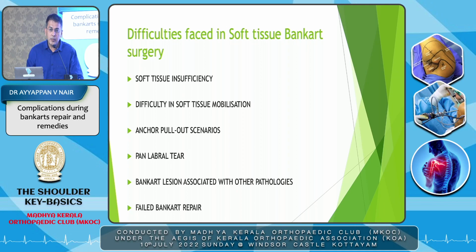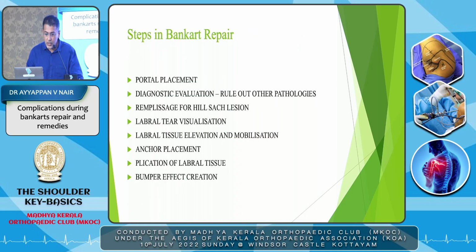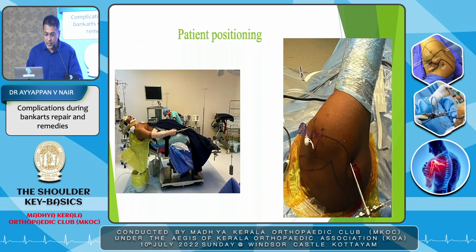In some cases we have pan-labral tears, not just the anterior labrum but also the posterior and inferior labrum, so 360 degree labral tears. There are also associated pathologies like SLAP tears and rotator cuff tears, and especially scenarios like failed Bankart, where it's already a Bankart failure. How do we manage? Different techniques have been described by the previous speakers.